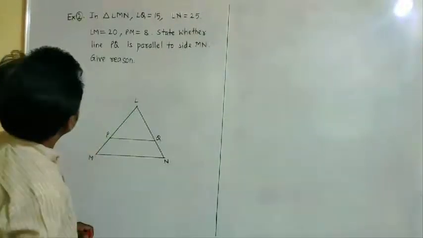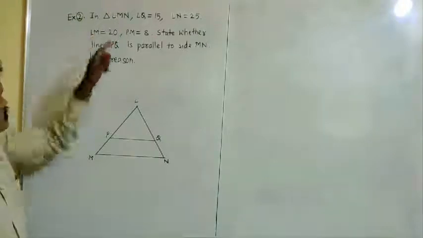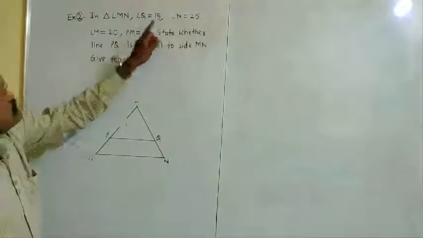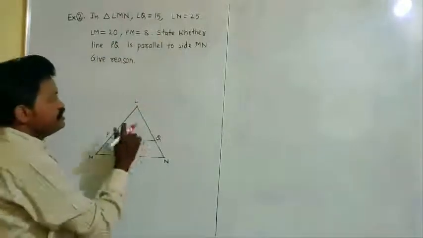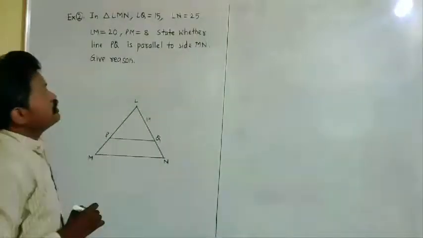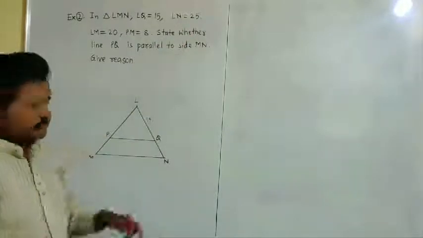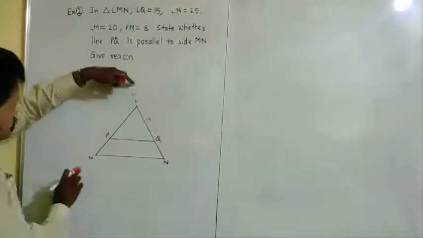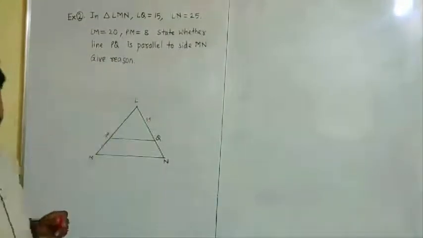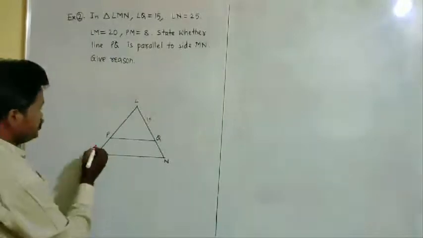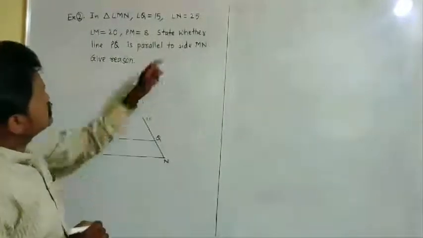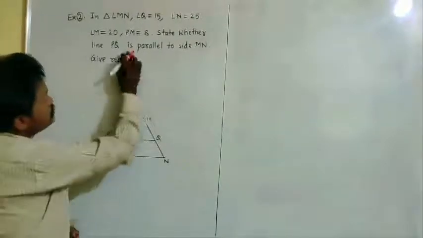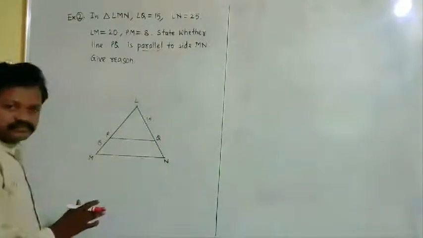So in this example, look here, in triangle LMN. LQ is 15. LN is equal to 25. That is LN, that is 25. LM, that is the total LM, is 20. And PM is equal to 8. State whether line PQ is parallel to MN.